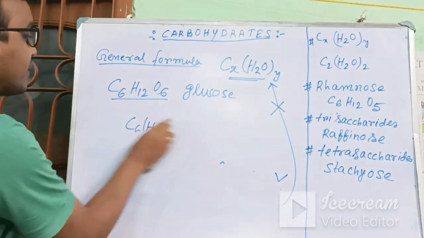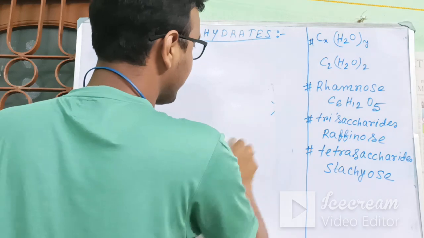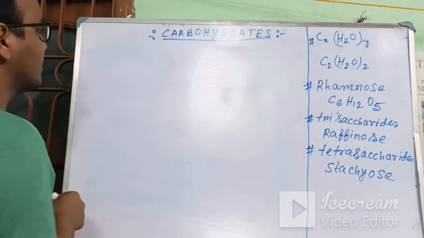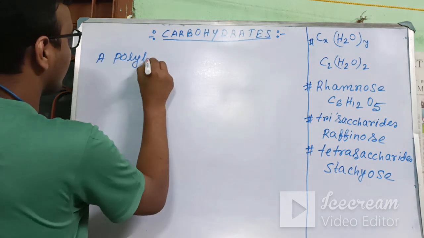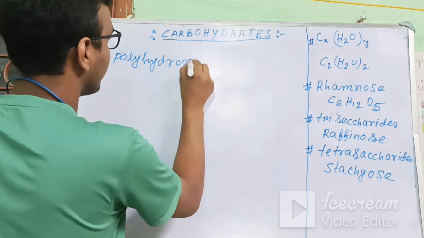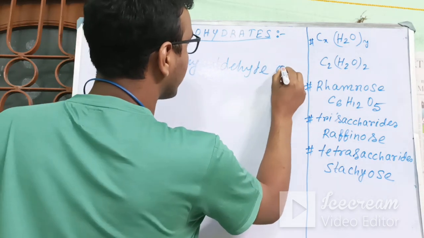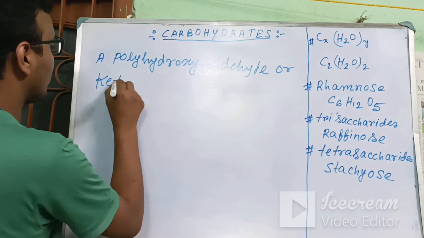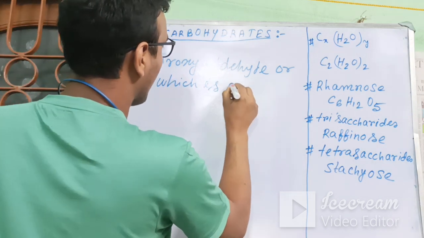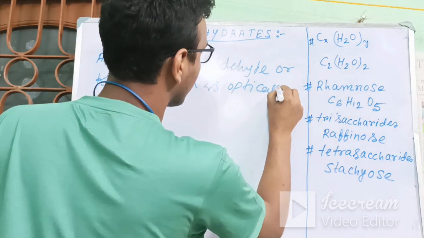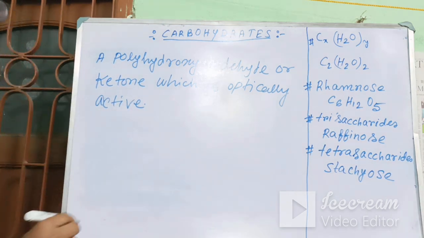So what is the definition of carbohydrate? We can define carbohydrate as a polyhydroxy aldehyde or ketone which is optically active. Okay, so this is the definition of the carbohydrate.